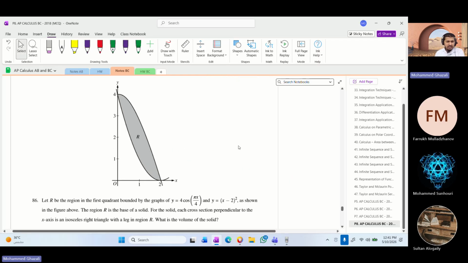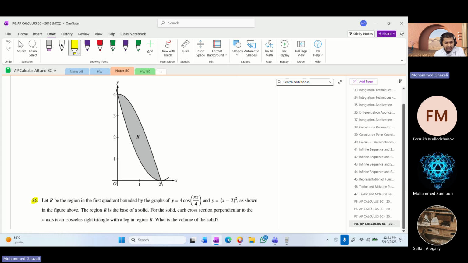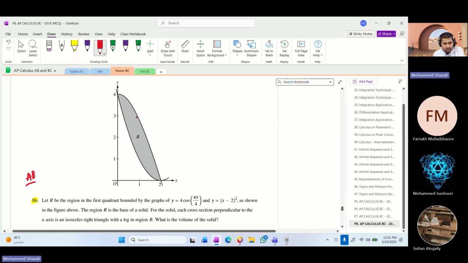I think we did it in AB as well. This was done in AB. So you know what's happening. This is the top graph minus the bottom graph, right?